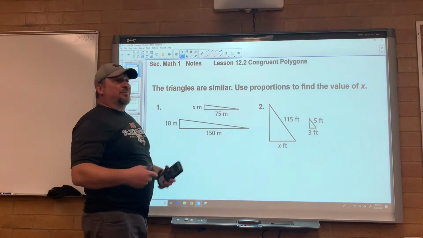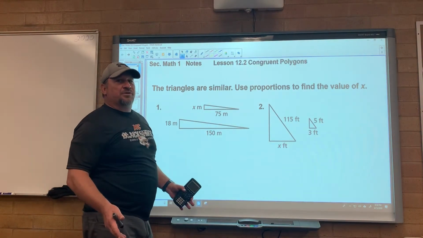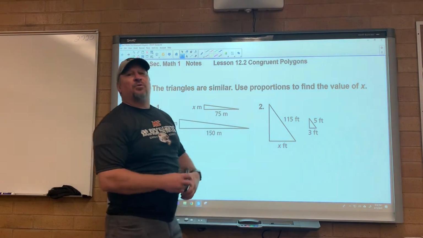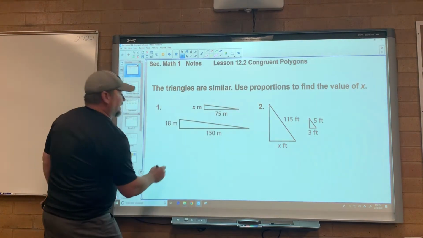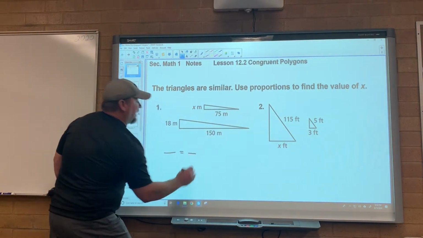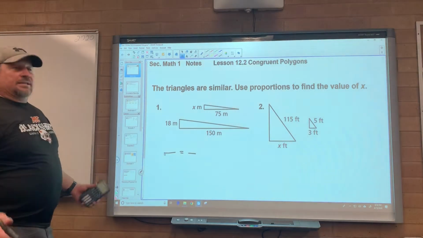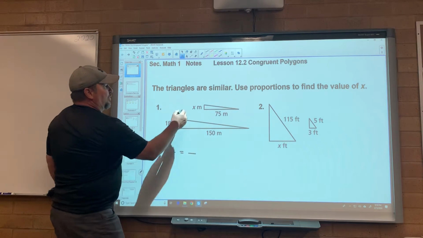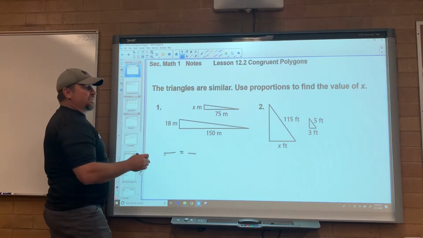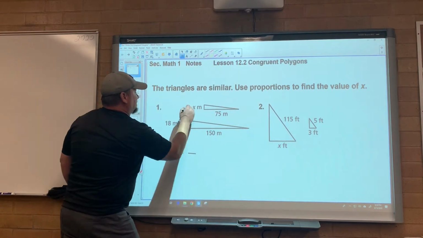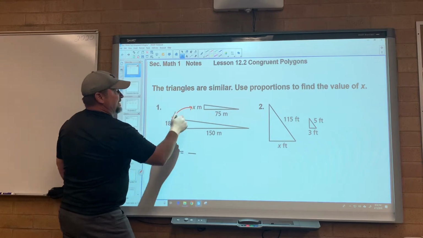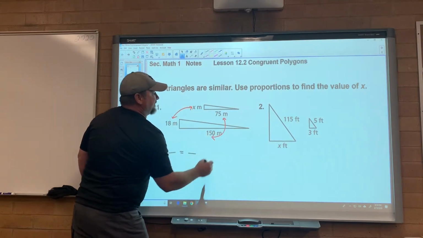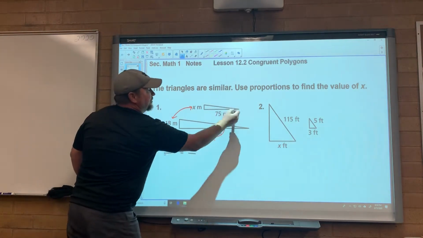When we're doing similar shapes, it never matters what you pick first, it only matters what you pick next. It says using proportions. The moment we hear the word proportion, we always set up a fraction equals a fraction. So we're going to set that up now that we've got 4 items and we've got 4 spots. So we just have to make sure we match things up correctly. So I'm going to match up X with 18 because those sides are similar. And I'm going to match up this 150 with 75 because they are similar.